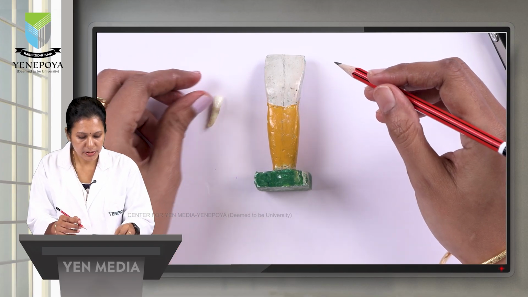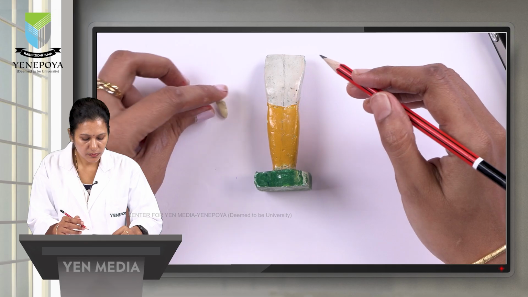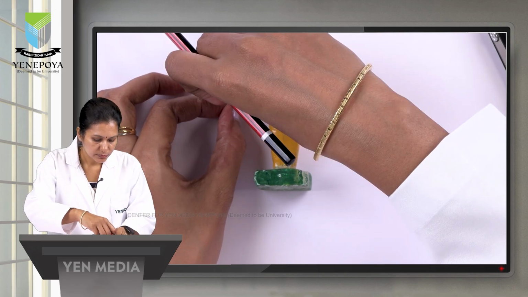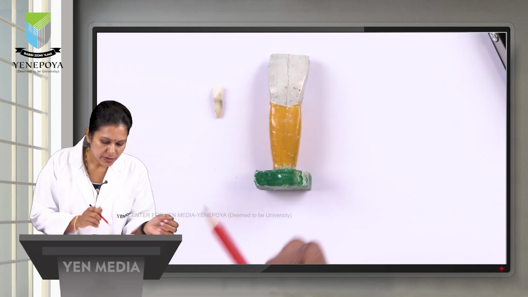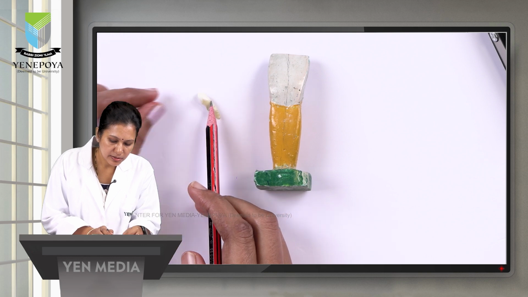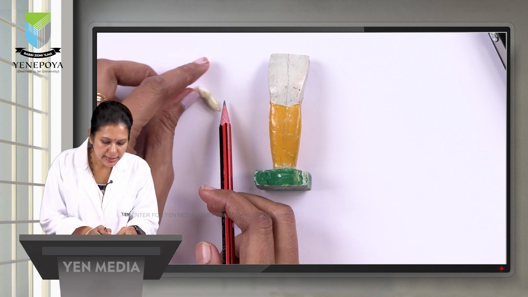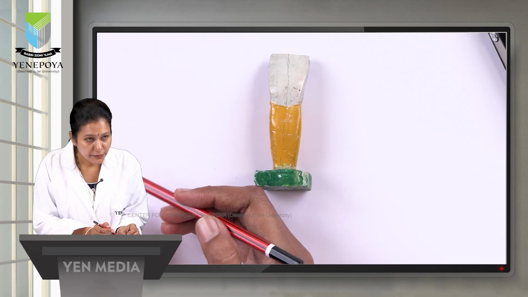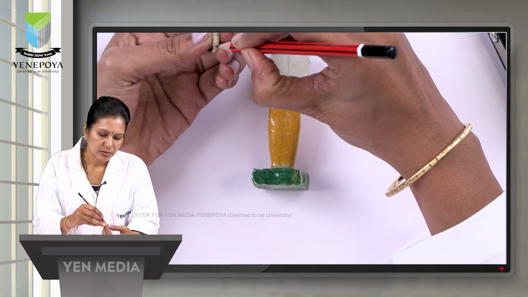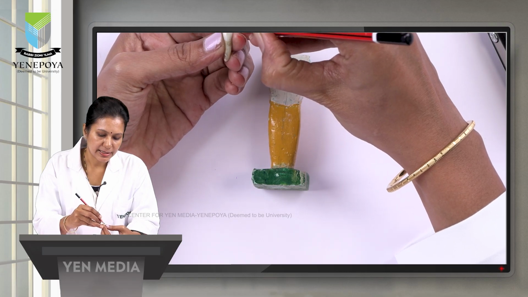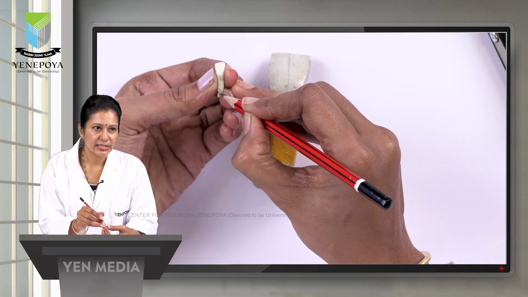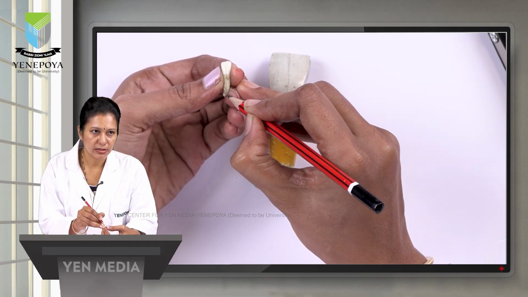If we see this natural tooth, we could see that if we draw a perpendicular line with a pencil and mark it, the root surface is slightly distally tilted. So, this indicates the distal tilt of the root.